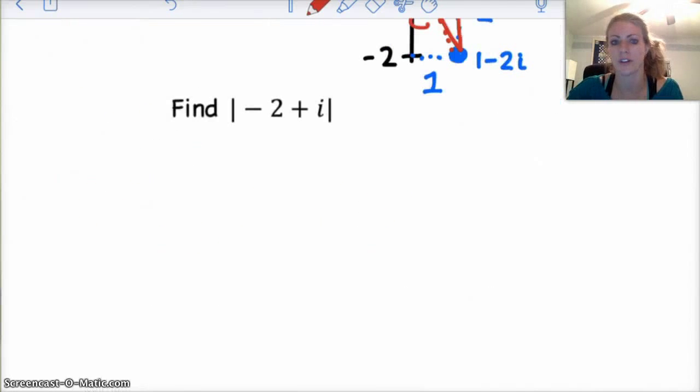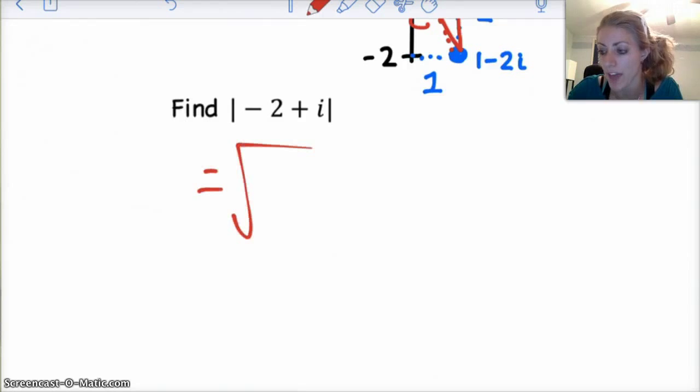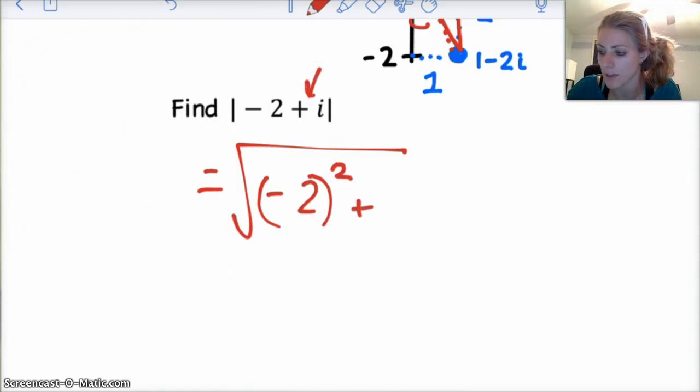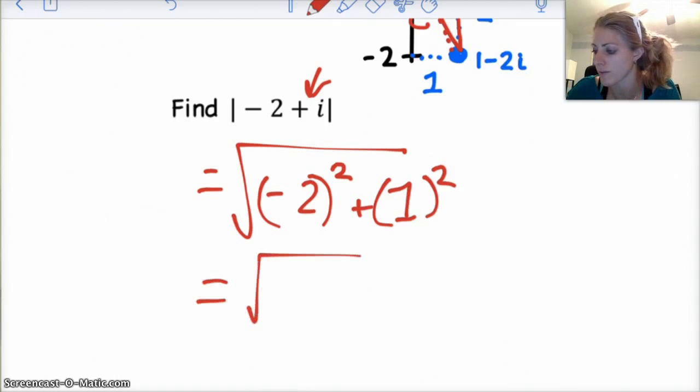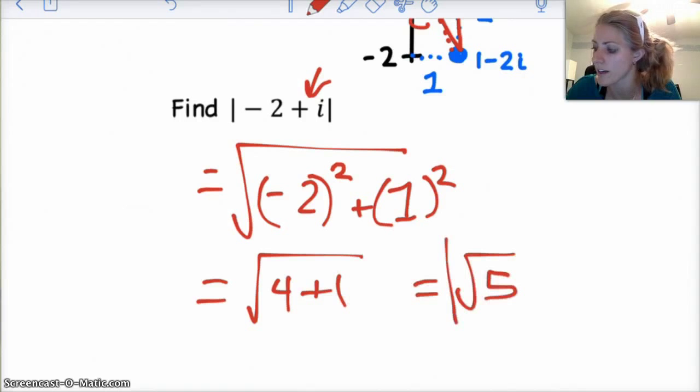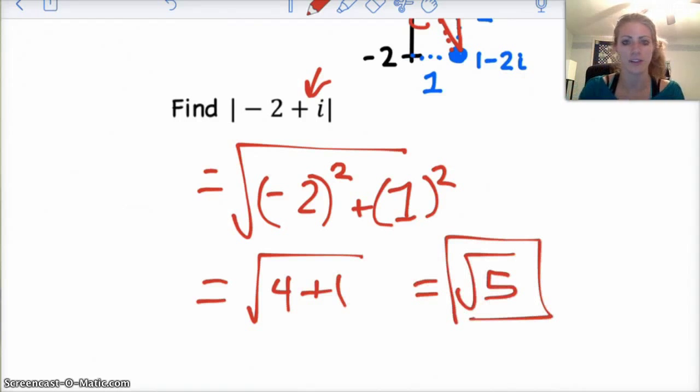Yay! Next, the absolute value of negative 2 plus i. Again, that is the square root of a, which is negative 2, squared. And then b is whatever's in front of i, and in this case, it's just 1. So we've got 1 squared. So you end up with the square root of 4 plus 1, which is the square root of 5, and that is the absolute value of negative 2 plus i.